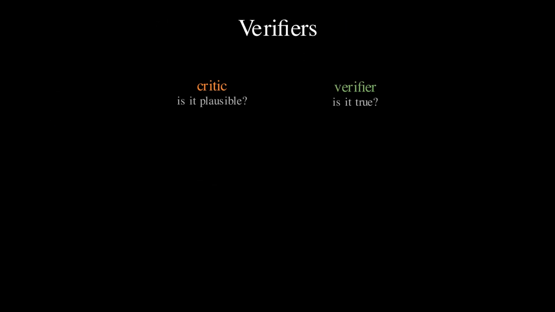A critic checks soft constraints. A verifier goes further. A verifier is an agent whose explicit task is to disprove a claim or detect an error. Where the critic asks, "Is this plausible?" the verifier asks, "Is this actually true?"